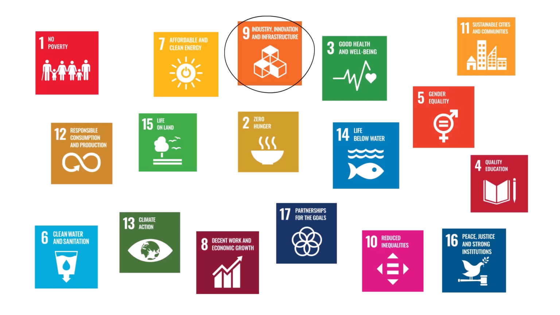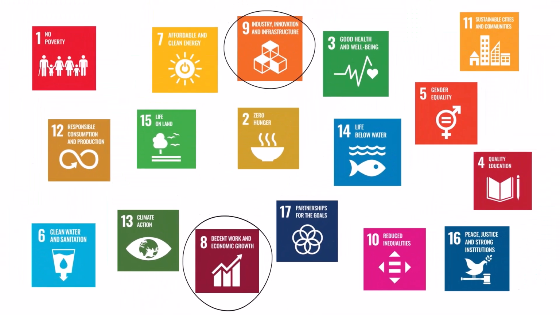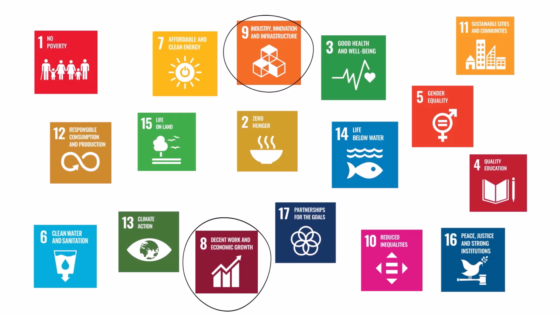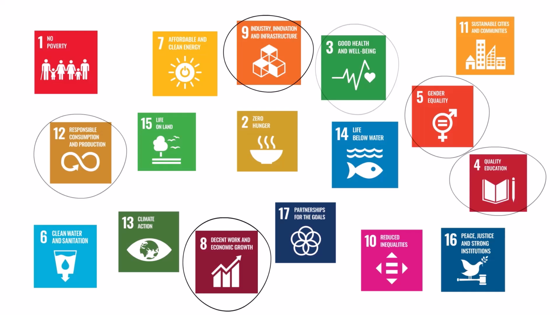The two SDGs which I have most commonly seen business research linked to, as I mentioned already, are Goal 9 and also Goal 8, decent work and economic growth. But less commonly, I have seen business research linked to Goal 3, good health and well-being, Goal 4, quality education, Goal 5, gender equality, Goal 12, ensuring sustainable consumption and production patterns, and finally Goal 16, peace, justice and strong institutions.